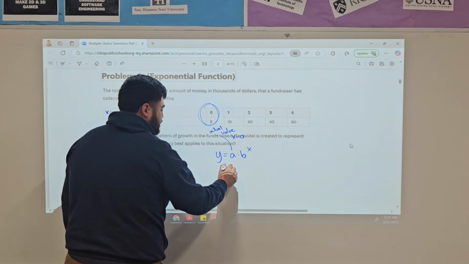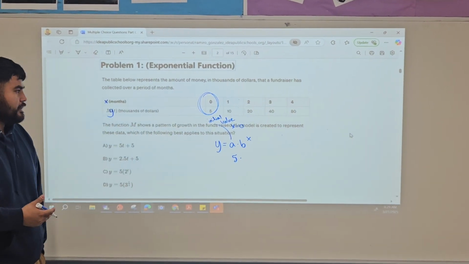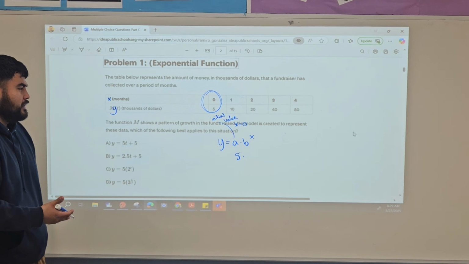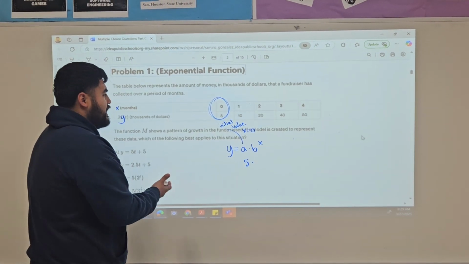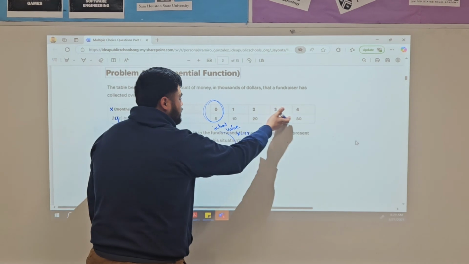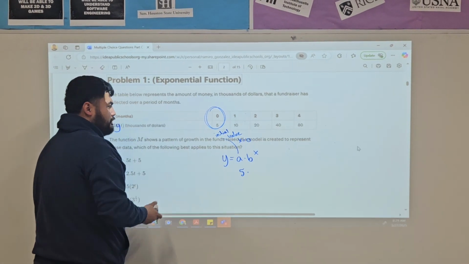That means my a has a value of 5 because that's my initial value. That's where I'm starting, right? Think of it like my y-intercept. Now, what's up with the b? Now you have to figure out what's the pattern. Is my graph increasing, right? You have to focus on the y. Is my graph increasing or decreasing, right?